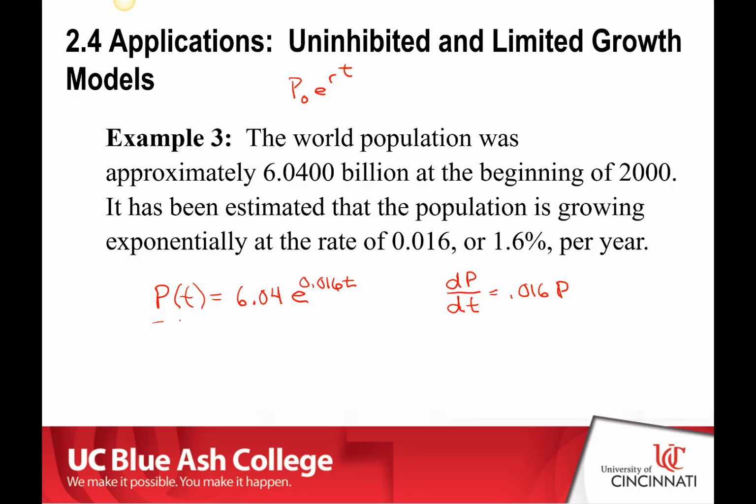The advantage to the form that it's in here on the left is that if you're asked, okay, so what's the population projected to be in 2010? All you got to do is drop 10 in for t, plug it into your calculator, and boom, you're very close to done. Be careful. If it comes out 6.5, it's 6.5 what? People? Billion. Okay, 6.5 billion.